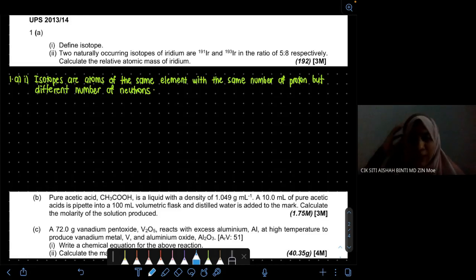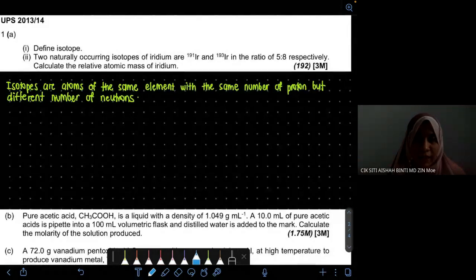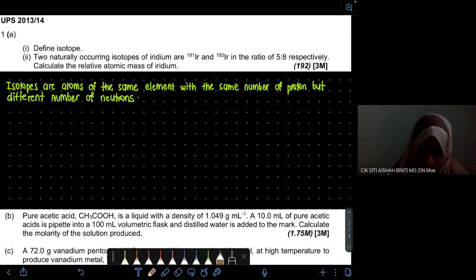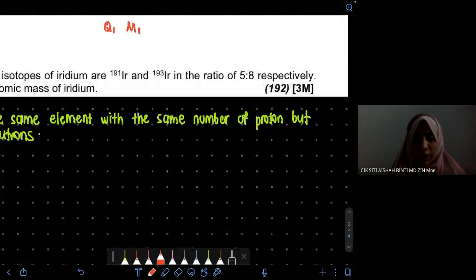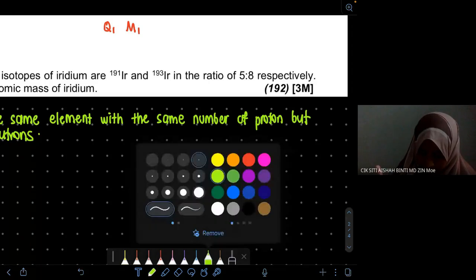Okay, so this question again asks us to calculate the relative atomic mass. Remember, for the calculation of relative atomic mass, it's important for you to know what is Q and what is M. In this case, 191 Ir and 193 Ir are in the ratio of 5 to 8 respectively, so another way to write it is like this.